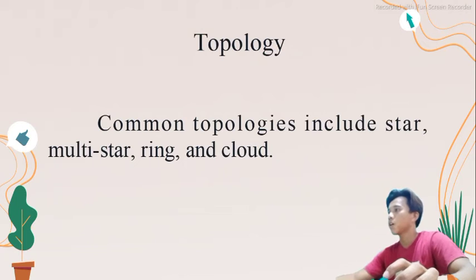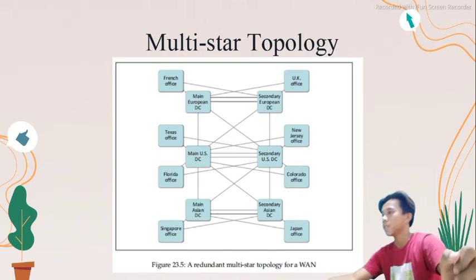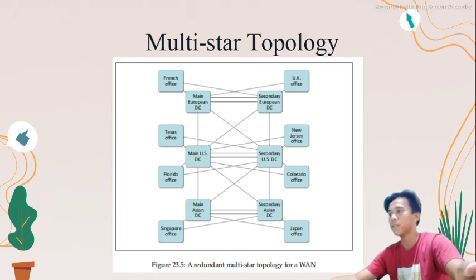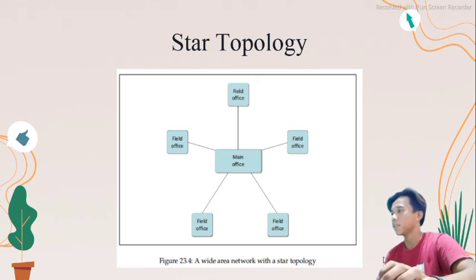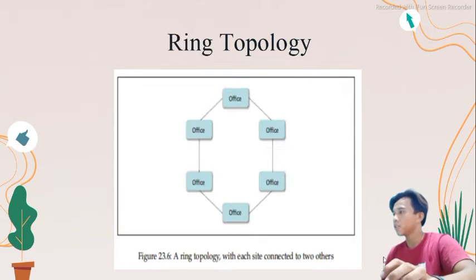Topology. Common topologies include star, multi-star, ring, and cloud topology. This is an example of multi-star topology for a WAN. This is an example of star topology. Another topology is the ring topology.